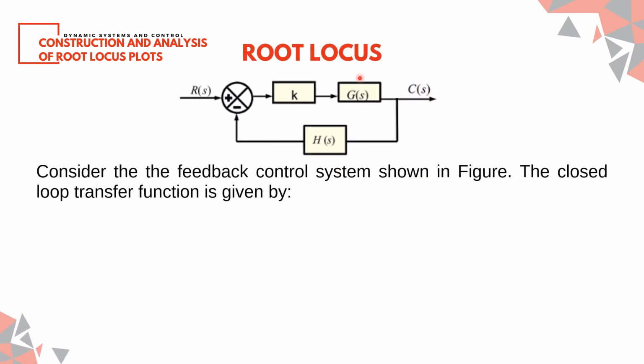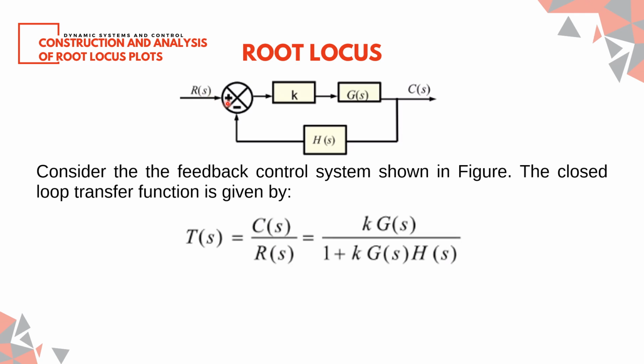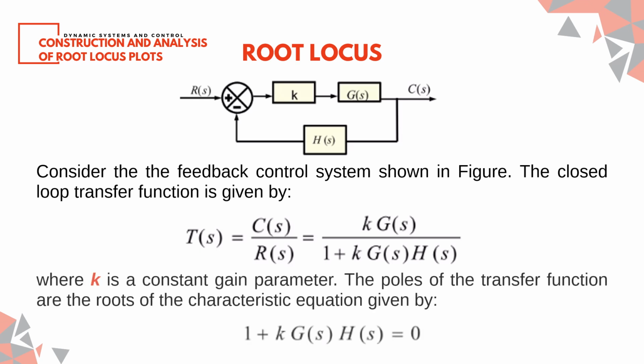Let us consider the feedback control system shown in the figure. The closed-loop transfer function is given by P(s) = C(s)/R(s), your output over your input, which is equal to K G(s) over 1 plus K G(s) H(s), where K is a constant gain parameter. The poles of the transfer function are the roots of the characteristic equation given by 1 plus K G(s) H(s) equals 0.